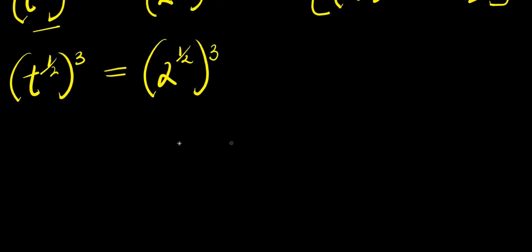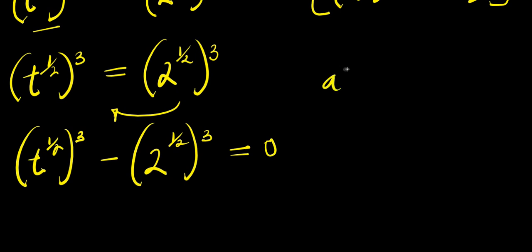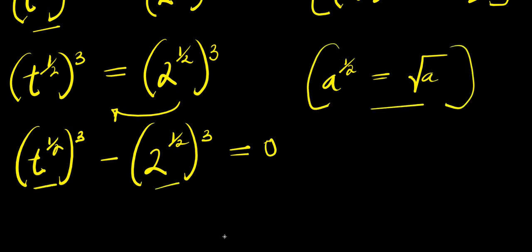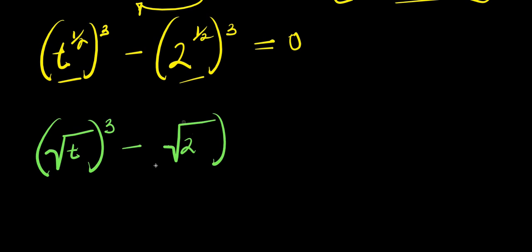So right now, we can move this over here, and we have t power 1 over 2 raised to the power of 3 minus 2 power 1 over 2 raised to the power of 3, and this equals 0. Now, if you have a power 1 over 2, this equals square root of a. Applying this, we have square root of t raised to the power of 3 minus square root of 2 raised to the power of 3 equals 0.